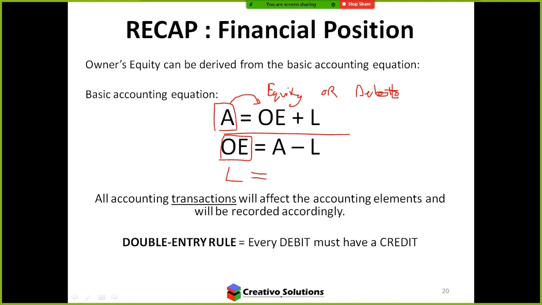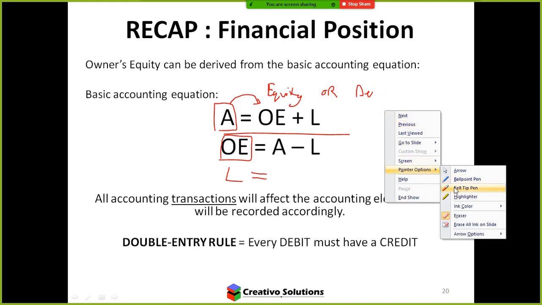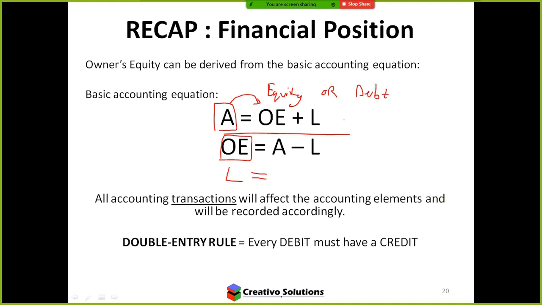What's the missing one? Could you just repeat what you said? Equity or debt. Sorry, the writing here. So liabilities is debt. Debt is the bad word for credit. Remember credit and debt? I'm not talking about credit as the right-hand side. That's debit and credit, that's different.